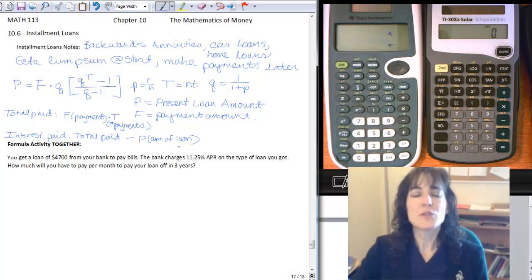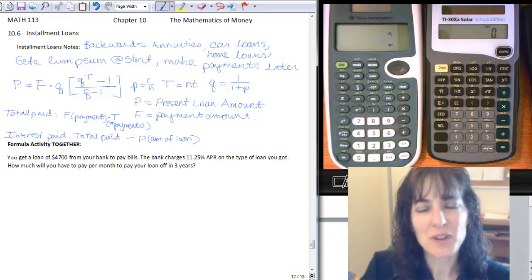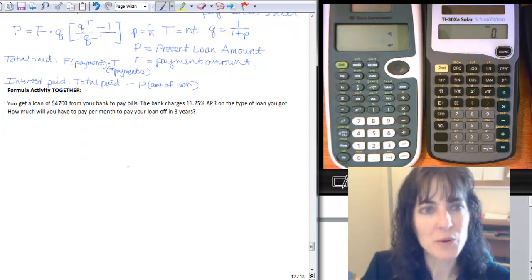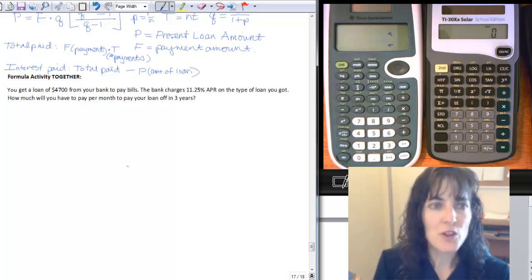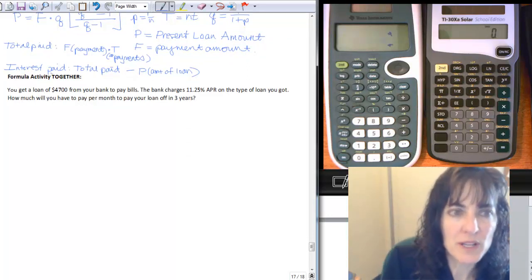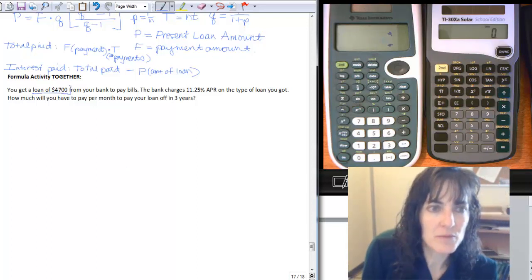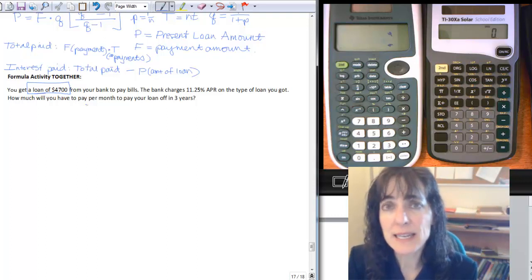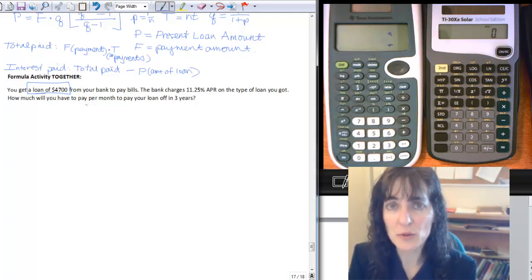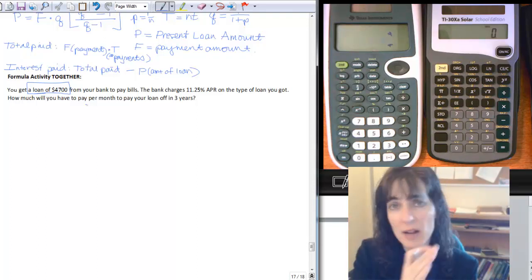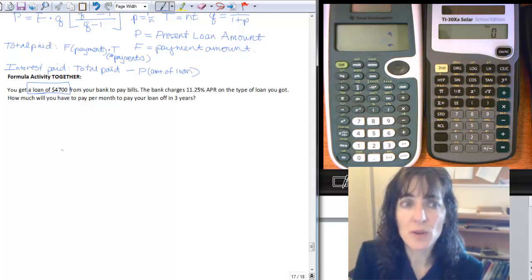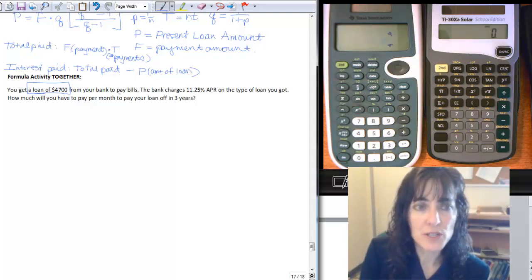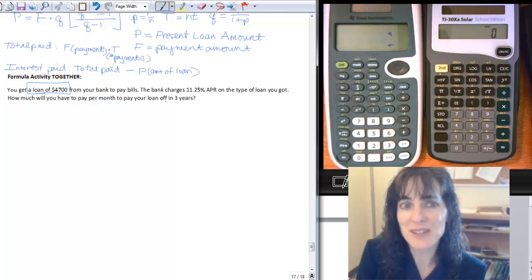Okay, so I want to show you an example. It's a more complicated formula, so I want to make sure we've seen this. You get a loan of $4,700. Right there, I need to see nothing else. I know I need to use the installment loan formula because I see the word loan. That's telling me I get a chunk of money at the start and I'm going to make payments on it.